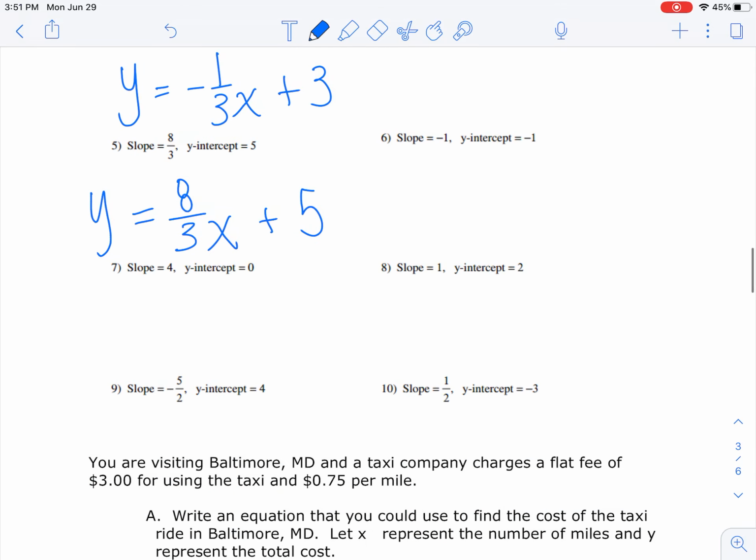Number 7, y = 4x. We do not need to put plus 0 since the y-intercept is 0, so we just know that the y-intercept is 0 if there's nothing there.